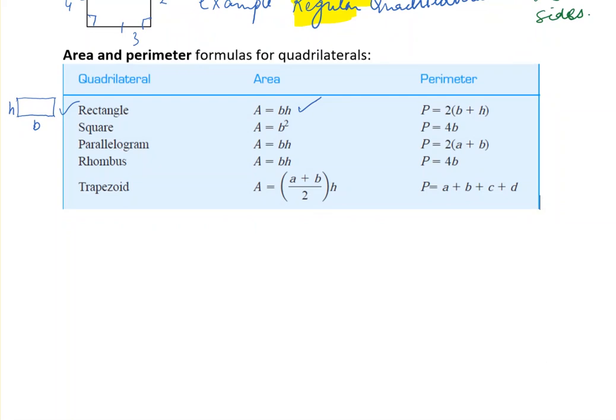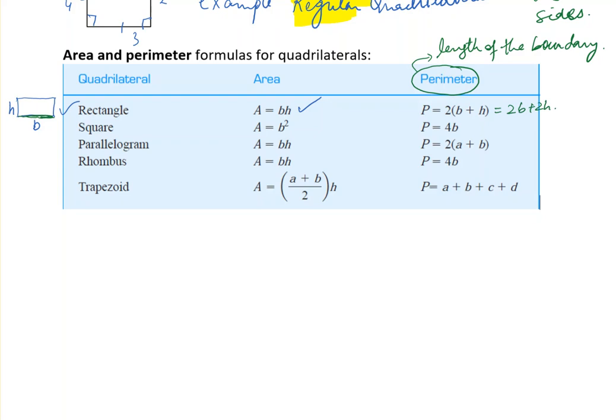Similarly, if we want to figure out the perimeter, the perimeter is essentially the length of the boundary of a shape. You don't need to memorize the formula for perimeters. You can just sum all the sides of a polygon. So simply add all the sides together. In this case, we have two B's and two H's, so 2B and 2H. Just add them together.